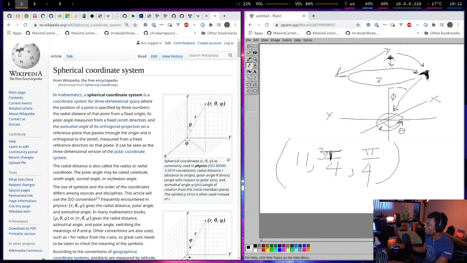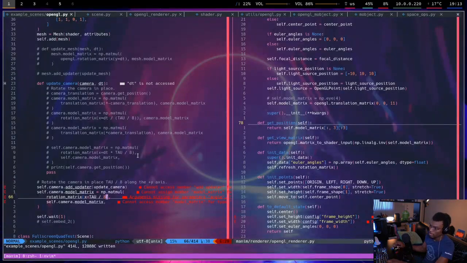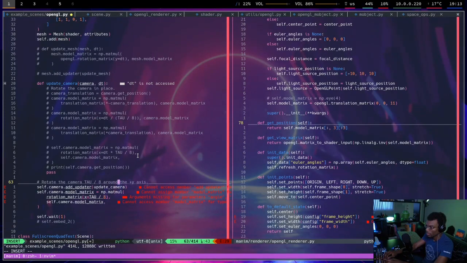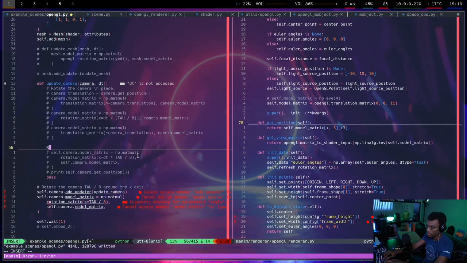And when I rotate it, I want it to still be looking at the square, I guess. Okay, so what I'm going to try doing... Okay, this isn't in place. This is rotating the camera around the x-axis. That's what it's doing. Now I'm going to try to rotate the camera around the z-axis.